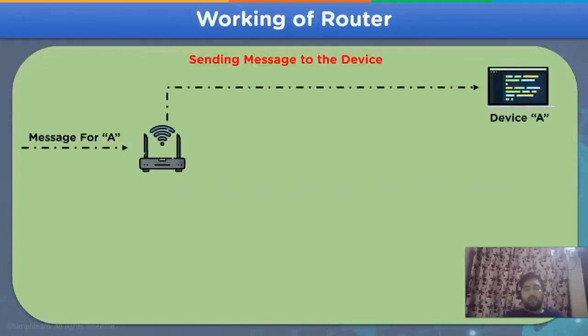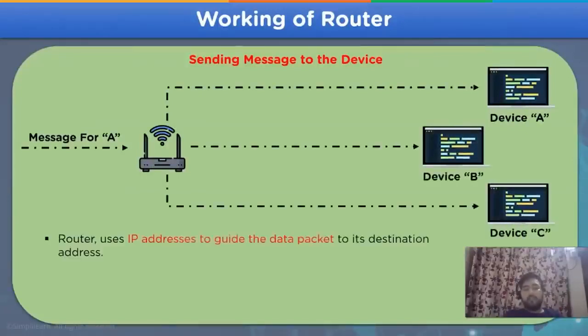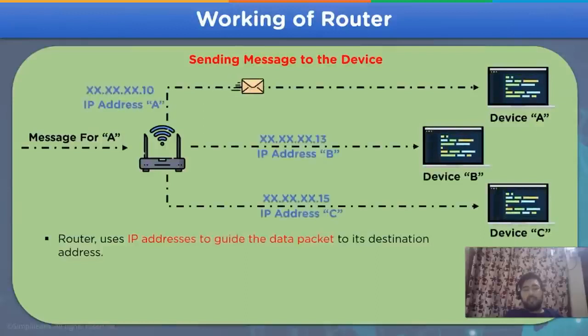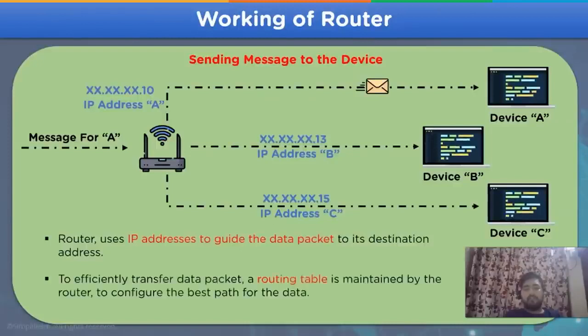In this scenario, a message has been received by the router for device A, from which it will deduce the IP address for device A and share the data. The message delivery efficiency is highest in the case of a network router as it uses a routing path from a routing table to guide the message to its destination point and vice versa. With this, we have completed all the important points regarding a network router.